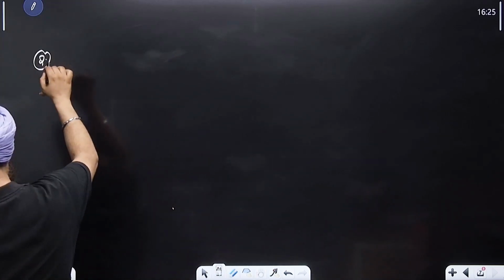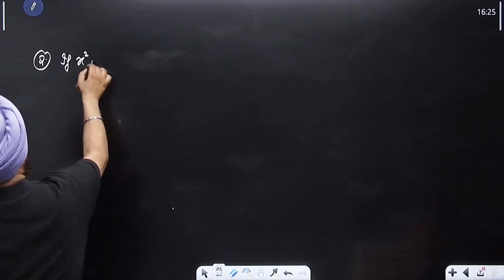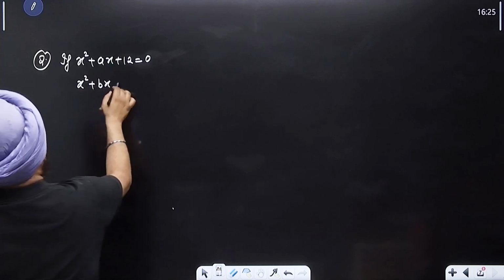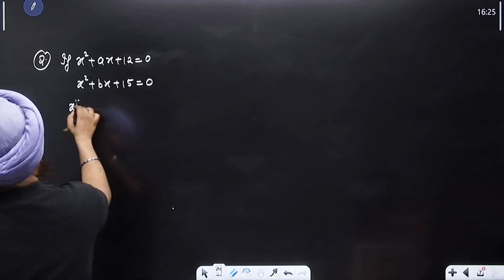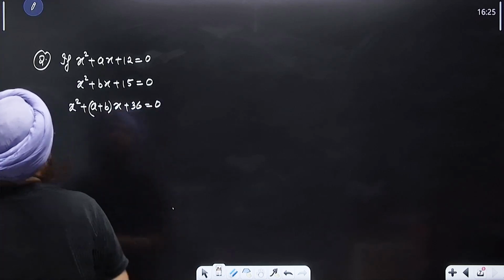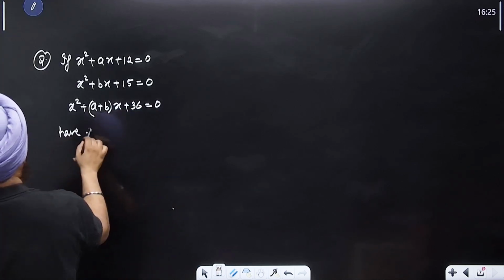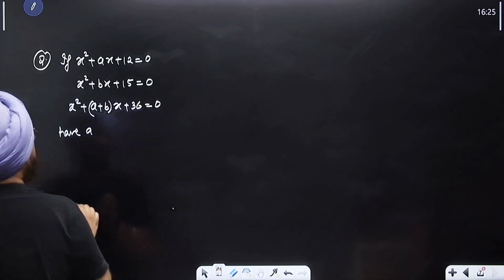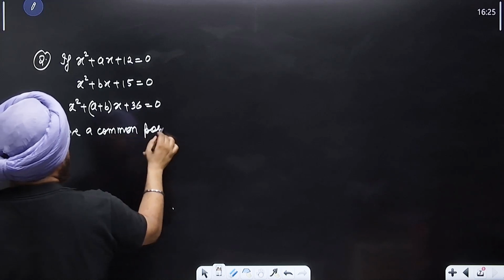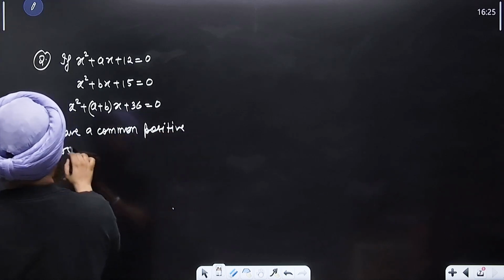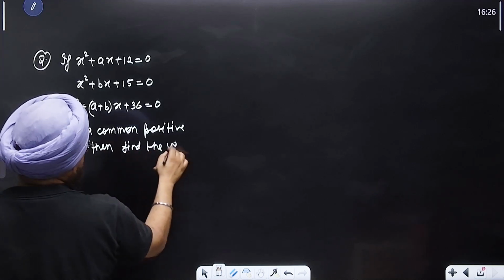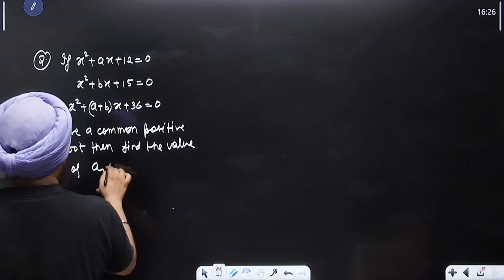Next question is, if x square plus ax plus 12 equal to 0, x square plus bx plus 15 equal to 0, three equations are given and we have been given that these two equations have a common positive root. Then find the value of a and b.